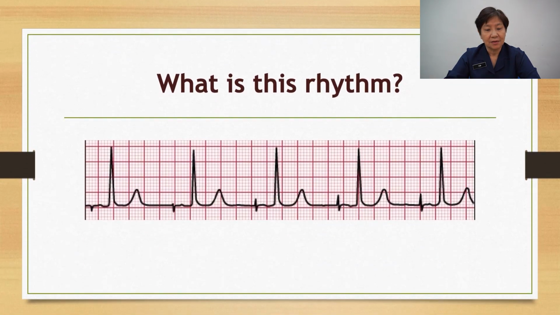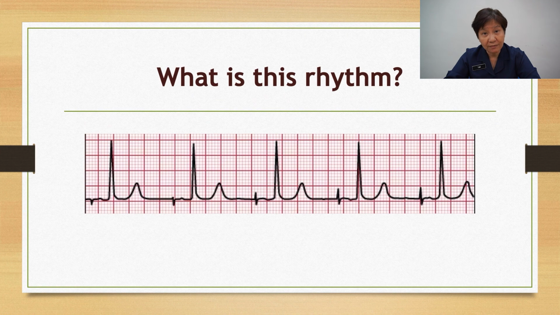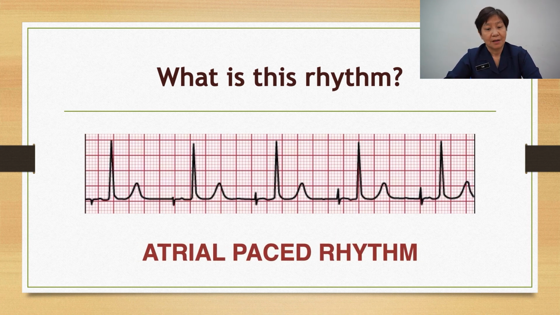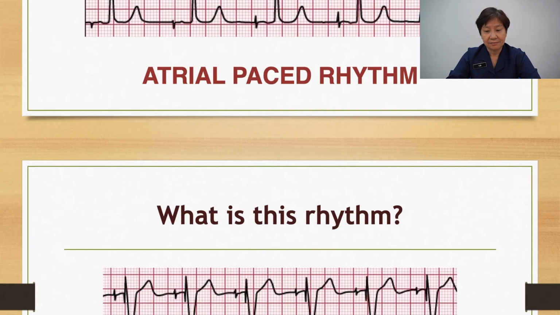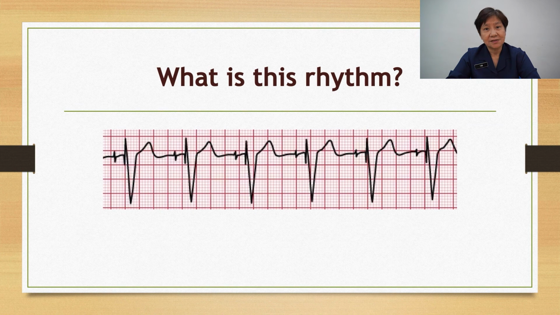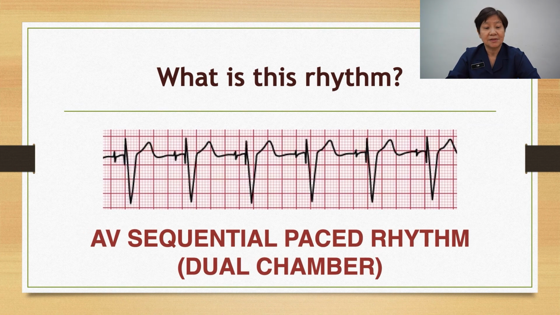Okay, how about this? If you see one spike before the P wave, this one is also a pacemaker beat. Okay, it's an atrial paced rhythm because you can see one spike before the P wave. So it shows that the lead is going to your atrium. Next, how about this? You can see one spike before your QRS and also one spike before your P wave. So this is AV sequential paced rhythm. Dual chamber. That means there are two leads. One goes to the atrium, one goes to the ventricle.